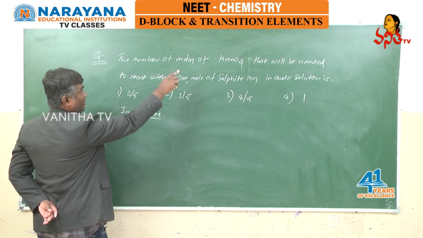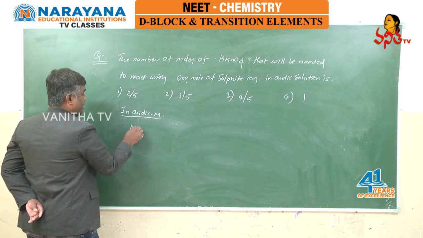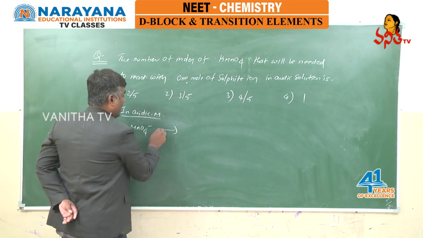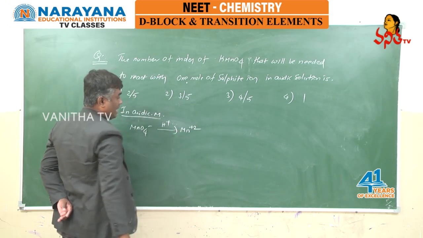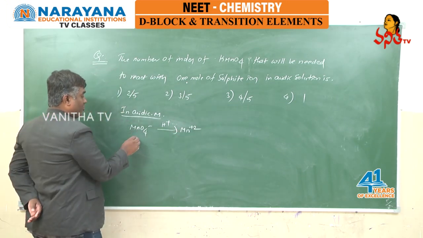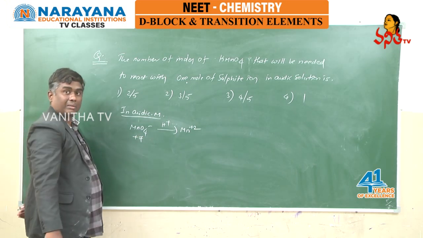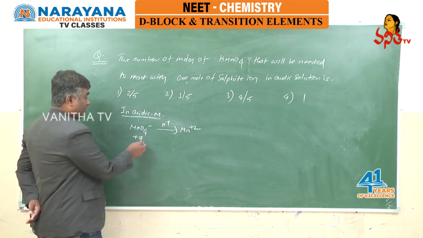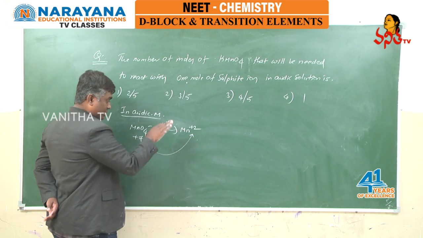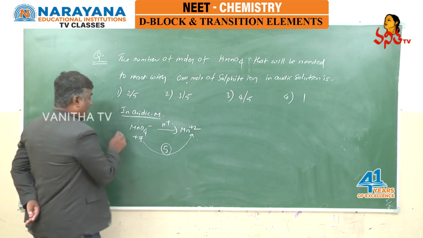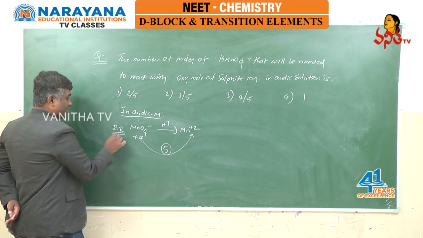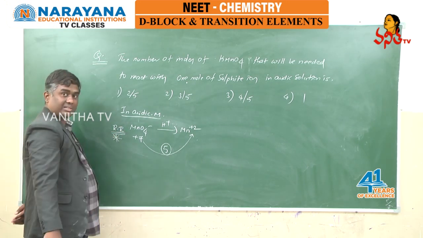First of all, in place of KMnO4, I can write MnO4⁻, and in acidic medium, MnO4⁻ is turned into Mn²⁺. In MnO4⁻, manganese is exhibiting +7 oxidation state, and here +7 is becoming +2, a decrease. The change in oxidation number is 5, and it is known as a reduction reaction. So why is this known as a reduction reaction?